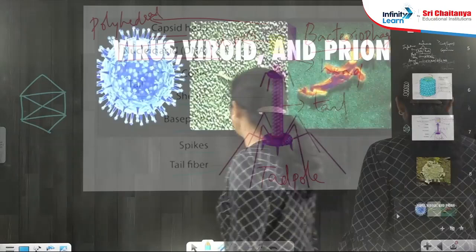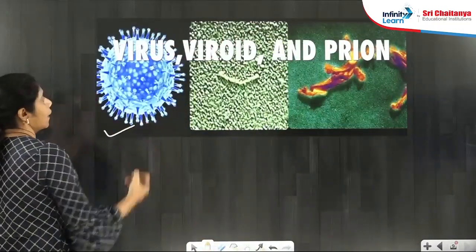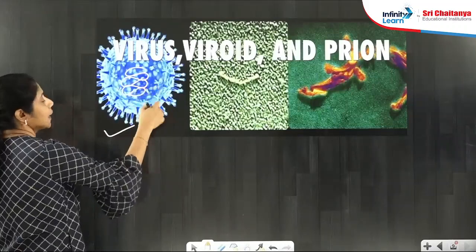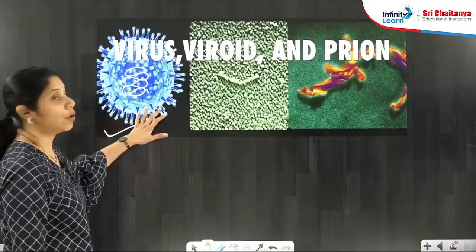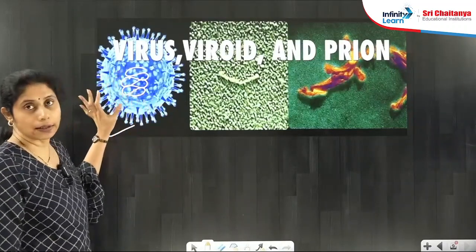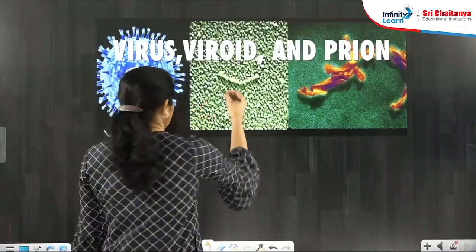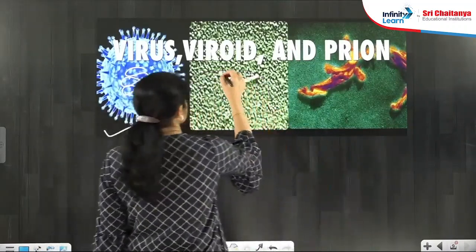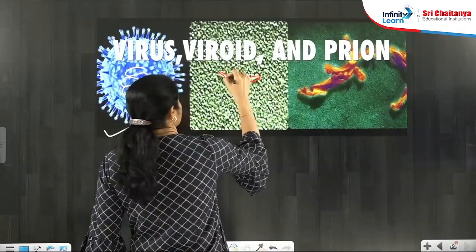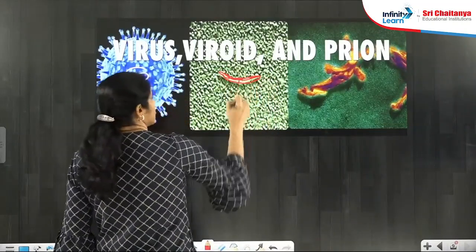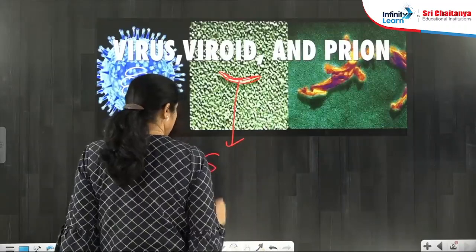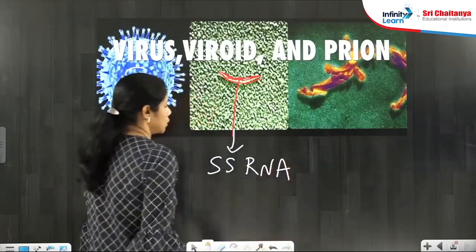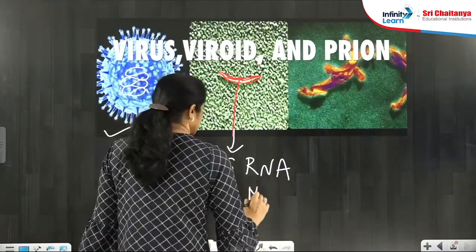The next one, you can see here, we have completed the virus. Inside this we have the nucleic acid and this is the capsid. Capsid is the outermost protein coat which covers the nucleic acid. Then viroids. Can you see here something given in the center? This is the actual photograph which we have taken from the net. This is the viroid. It is a single stranded RNA without any protein coat and it has low molecular weight.